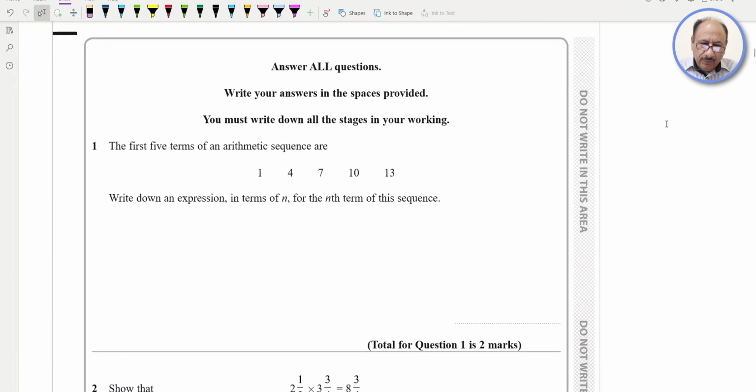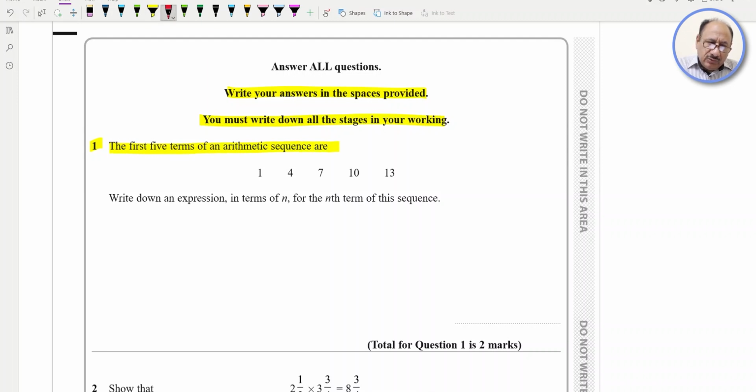Question number 1. Write your answers in the space provided. You must write down all the stages in your working. So we have to show the complete working. Question number 1. The first 5 terms of an arithmetic sequence are.